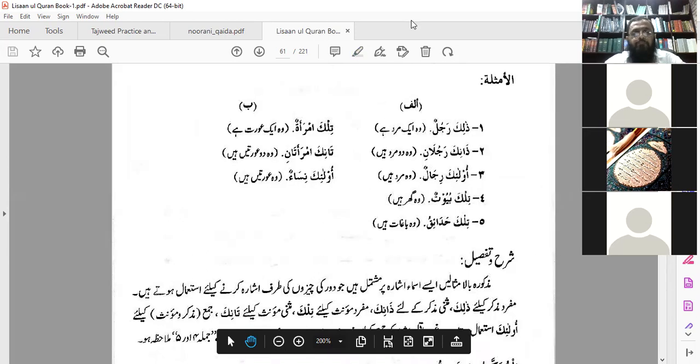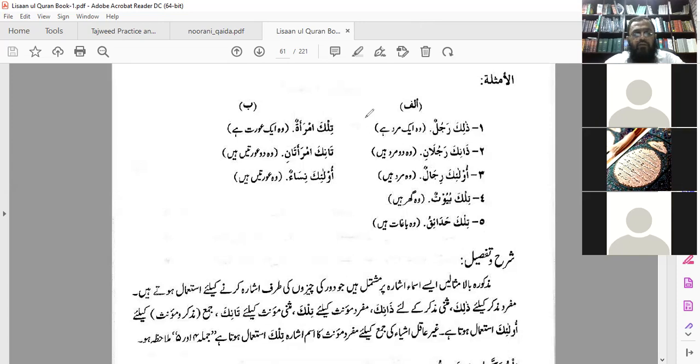What are those parts? For muzakkar, like these three are for muzakkar on your right hand side, and on your left side for muannas. Now dhalika, tilka, ulaika, they are mabni, means they won't change in three conditions. Examples are coming. And dhanika and thanika, they are morab, means their condition will be changed.